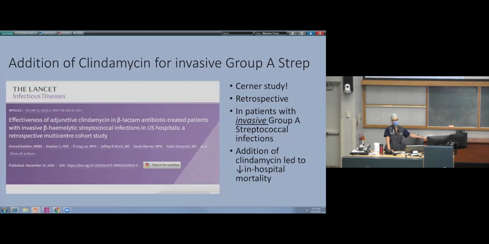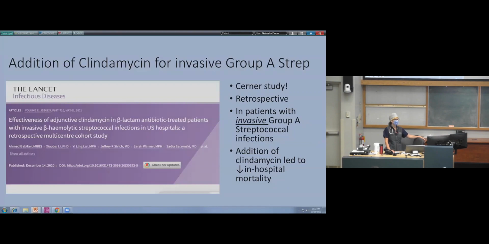It was a retrospective study. Basically they looked at all the patients who were admitted with a beta hemolytic strep infection, and they looked at whether or not they got clindamycin in addition to their beta lactam. These were invasive infections, meaning they had, let's say, positive blood cultures. I'm just going to talk about group A strep, because what they found was that in patients with invasive group A strep infection, so people who came in with group A strep in their blood and a skin and soft tissue infection, the addition of clindamycin led to a decrease in hospital mortality. They did not find this with the other beta hemolytic strep, like group B or group C or group G strep.